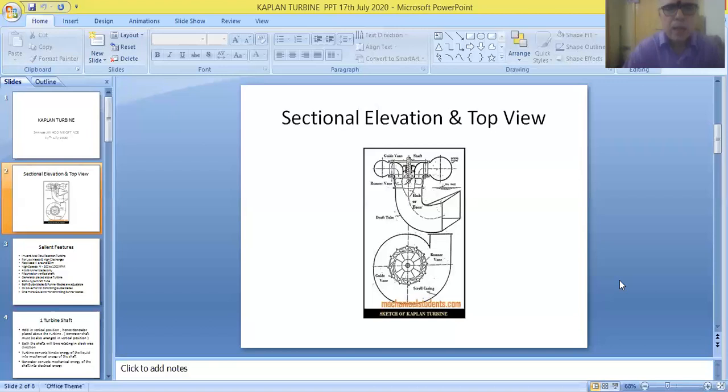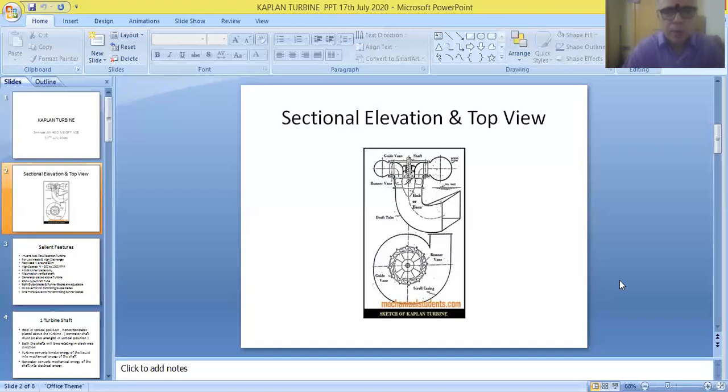They are called as guide blades. Now, as the name itself implies, these guide blades are very, very essential for guiding water onto the runner blades in correct direction, in a required direction. So therefore, they are called as guide blades of the machine.